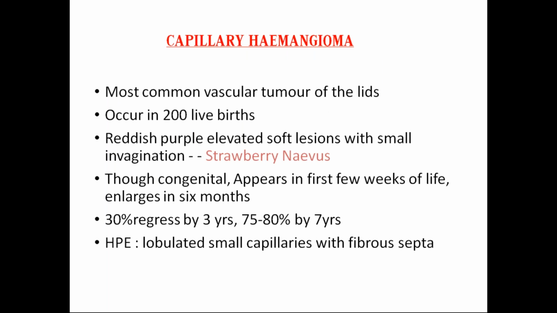Vascular tumors are mainly from the vessels. If it is arising from capillaries, it is called capillary hemangioma. If it is arising from the veins, it is called venous hemangioma. Capillary hemangioma usually gives an appearance of reddish purple, soft, elevated lesions with small invagination. It's also known as strawberry nevus, and it is usually congenital, and usually they regress with age. 30% regress by 3 years and 70% regress by 7 years.